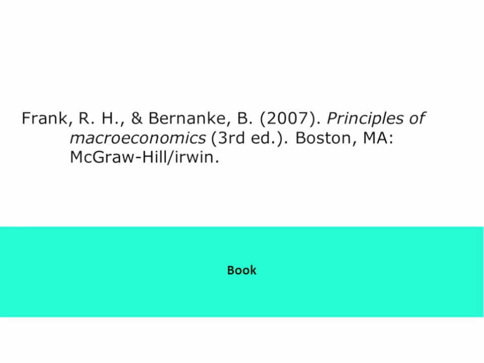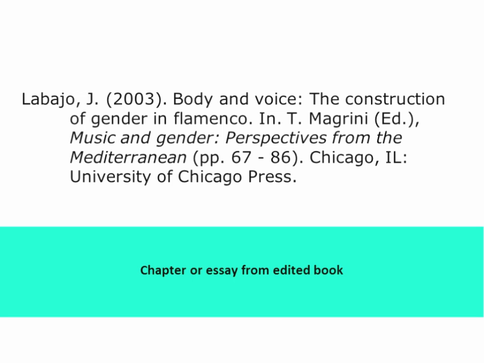Here is a typical book. Very similar. We have the title of the book in italics, so Principles of Macroeconomics, and then the edition in parentheses after the title, but in the same sentence. Then the city of publication, colon, and then the publisher.